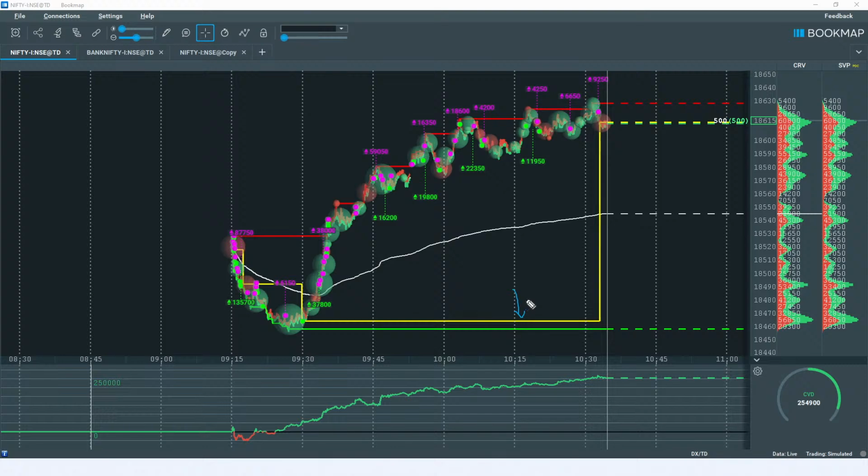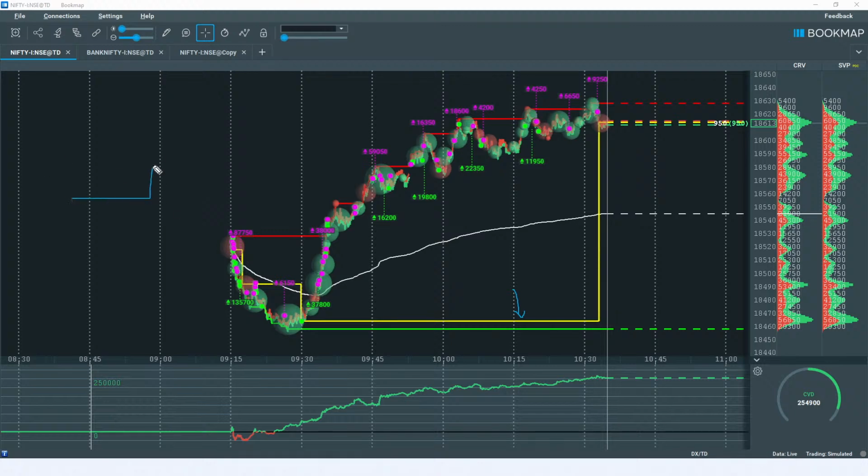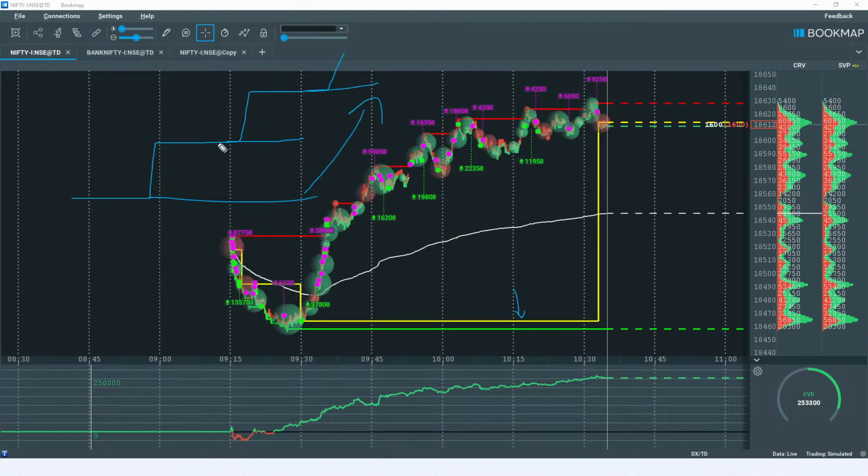So basically, what is point of control? Point of control is the price level where the maximum number of transactions happened or the orders got placed. And if it is changing in the upward direction, that means price is consistently accepting in the upward direction. Price is consistently making progress in the upward momentum. So it basically indicates the immediate trend in the market.